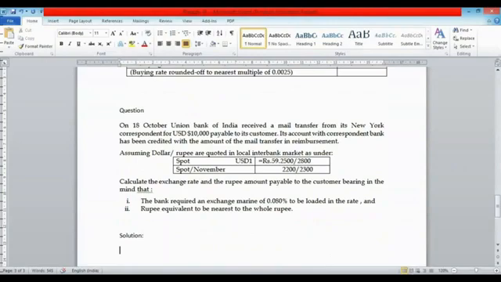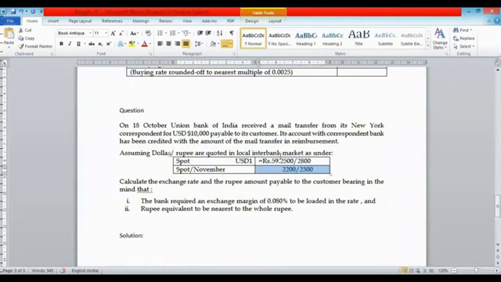Calculate the exchange rate and the rupee amount payable to the customer, bearing in mind that the exchange margin is 0.0880%, and we have to calculate to the nearest rupee amount. On 18th October itself, this was the rate available in the local interbank market: USD 1 is equal to rupees 59.2500. For the next month, the rate was 2200/2300. This is the buying rate and this is the selling rate.